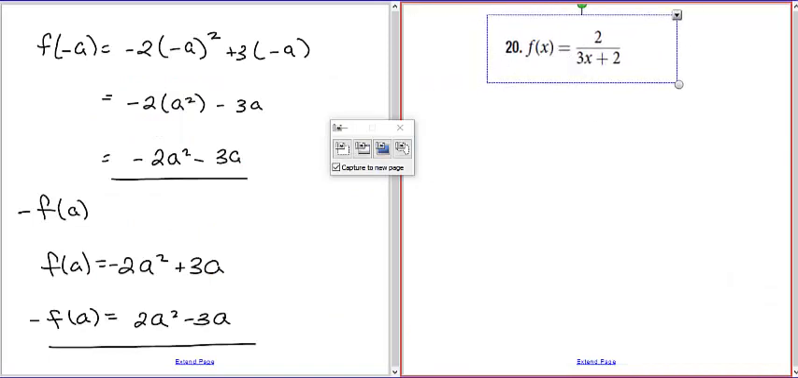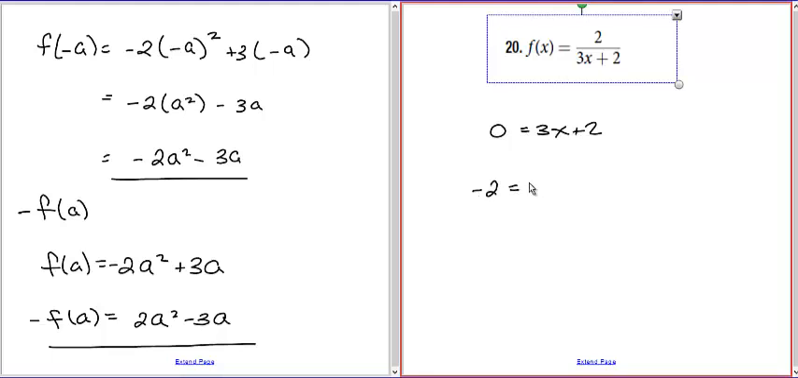Okay. Now, there's no square root, so we don't have to worry about that. The only thing we have to figure out relative to the domain is where the denominator goes to zero. So we set the denominator equal to zero, and then we solve for x. I'm going to subtract 2 from both sides, and then divide both sides by 3, so I get negative 2/3. So this is the only value of x which is not in the domain.